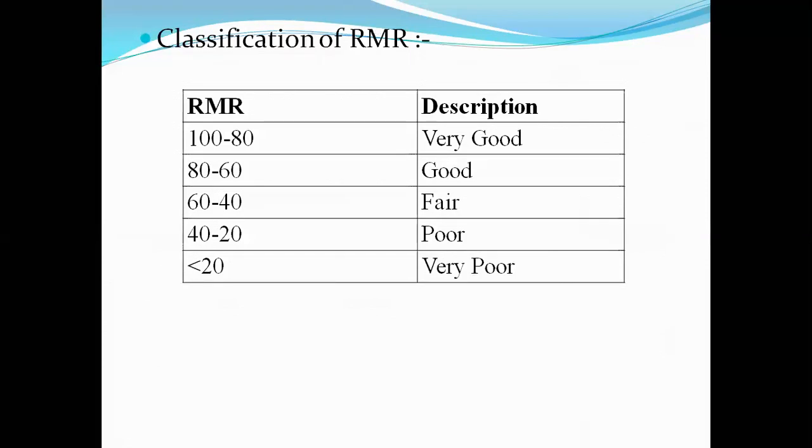how exactly it behaves. So this classification gives a brief, direct idea: if you know the index, this is how exactly it is going to predict. That's what this table represents. Look at the classification of RMR, the RMR value and the corresponding description.